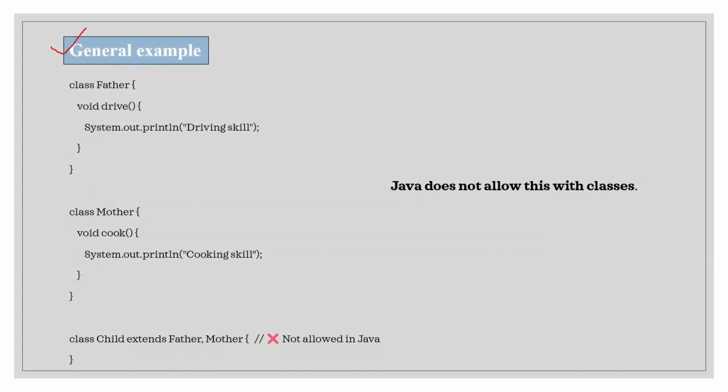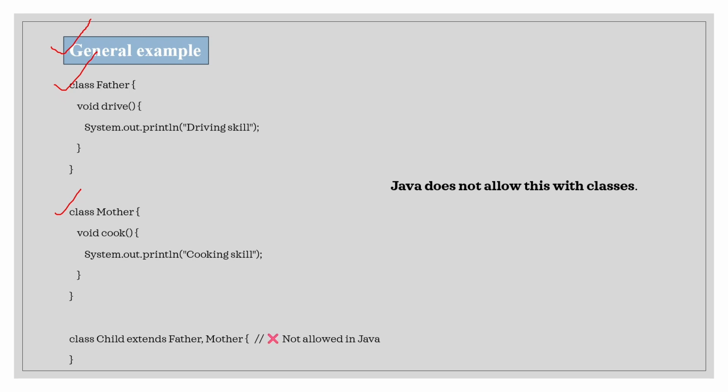Here we have a general example to understand the concept clearly. In this example, we have a father class with a method drive, a mother class with a method cook, and a child class which extends father class and mother class. So logically, the child class should be able to access both the drive method and the cook method. This is exactly what multiple inheritance means, inheriting features from more than one parent class.